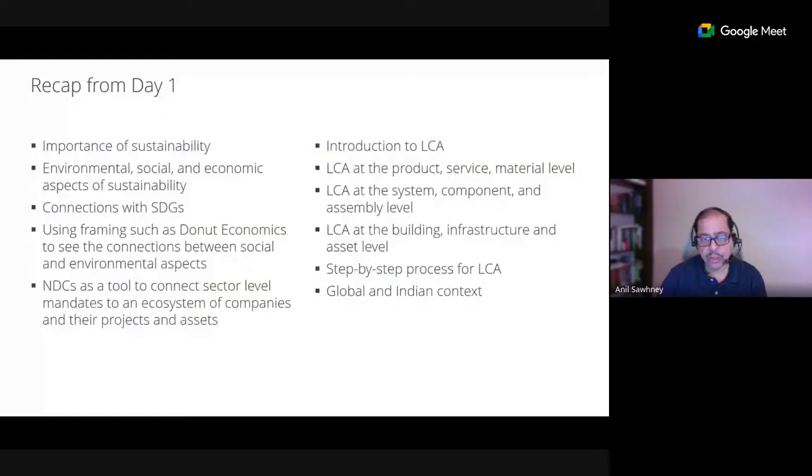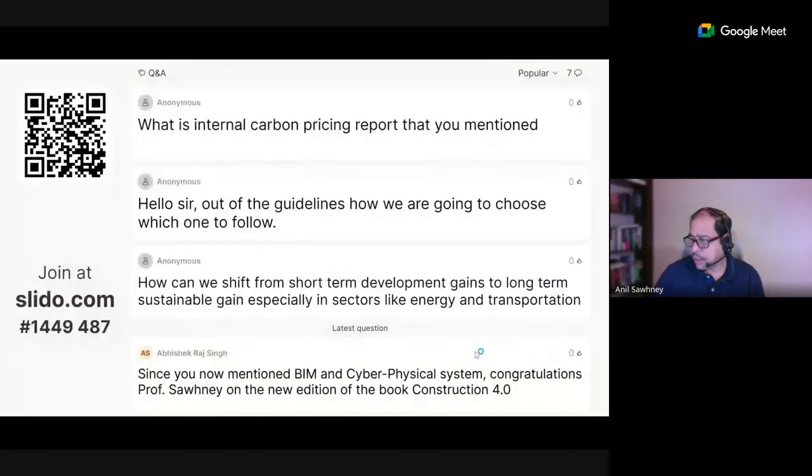And Professor Aligaonkar in the last session, I saw portions of his recording on YouTube, talked about the various IGBC and other frameworks that are used in the Indian context to talk about sustainability broadly and decarbonization in a bit more detailed fashion.